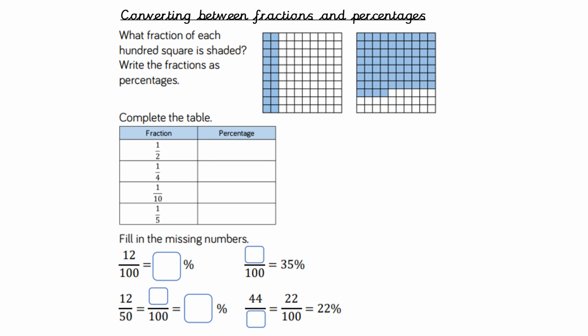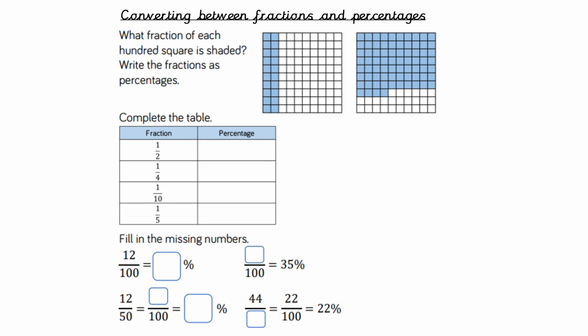And then at the bottom, fill in the missing numbers. So some of them are already out of 100, so that's fairly straightforward. If it's not out of 100, then you need to see what you've done. So for example, 12 50ths, what have you done to the 50 to convert it into 100? So you must do the same to the 12.